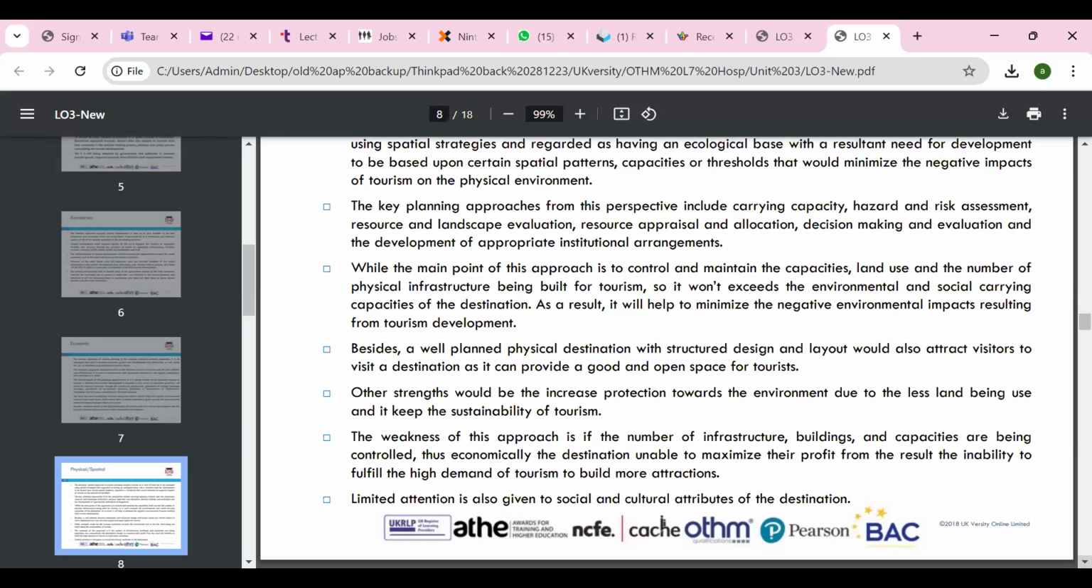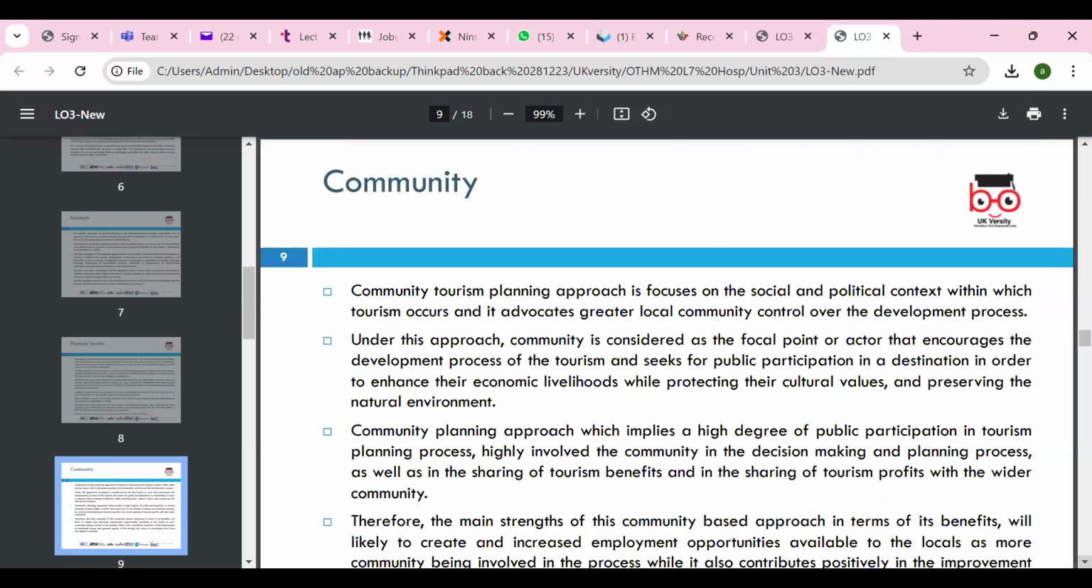The weakness of the approach is that the number of infrastructure building capacities needs to be controlled, and the economic destination is unable to maximize profit as a result of the inability to fulfill high tourism demand to build their attraction. Limited attention is also given to the social and cultural contribution of destinations.